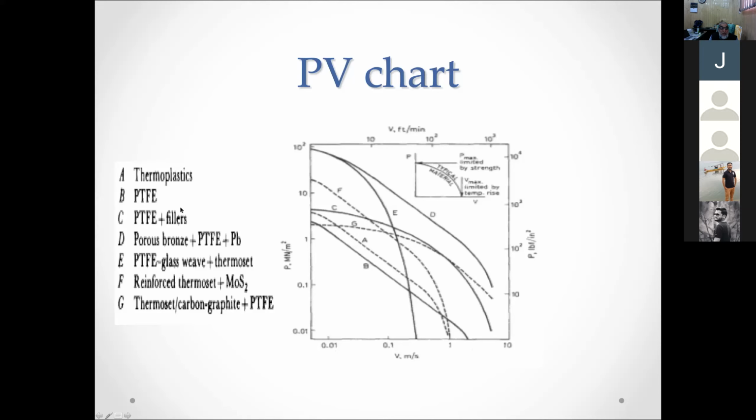So this is typical PV curves for thermoplastic, PTFE plus fillers, porous bronze plus PTFE plus lead, PTFE plus glass fiber plus thermoset, reinforced thermoset plus molybdenum disulfide, thermoset carbon graphite PTFE. And you can see here, this is the typical material curve here. This one. P is maximum here, V is maximum here. So it's a typical material. You can see the graph of this material.